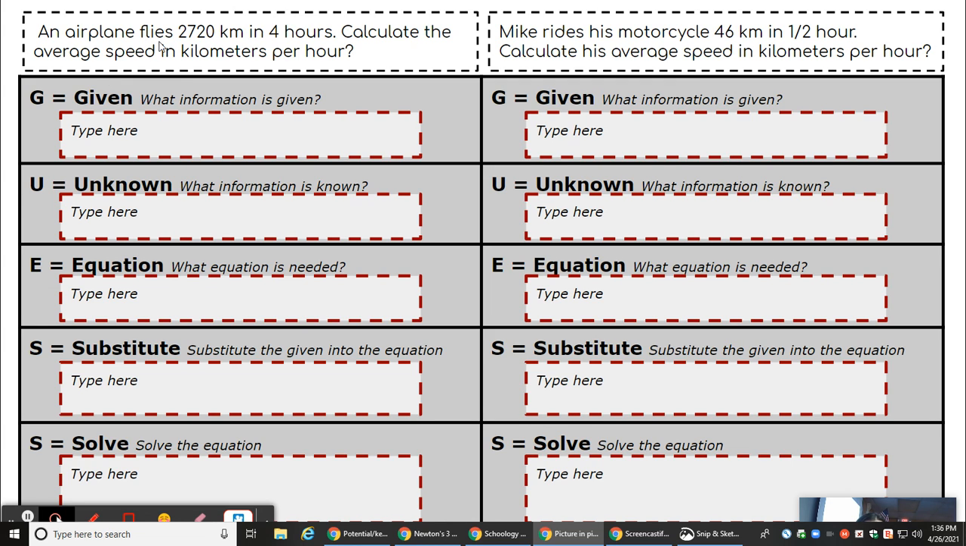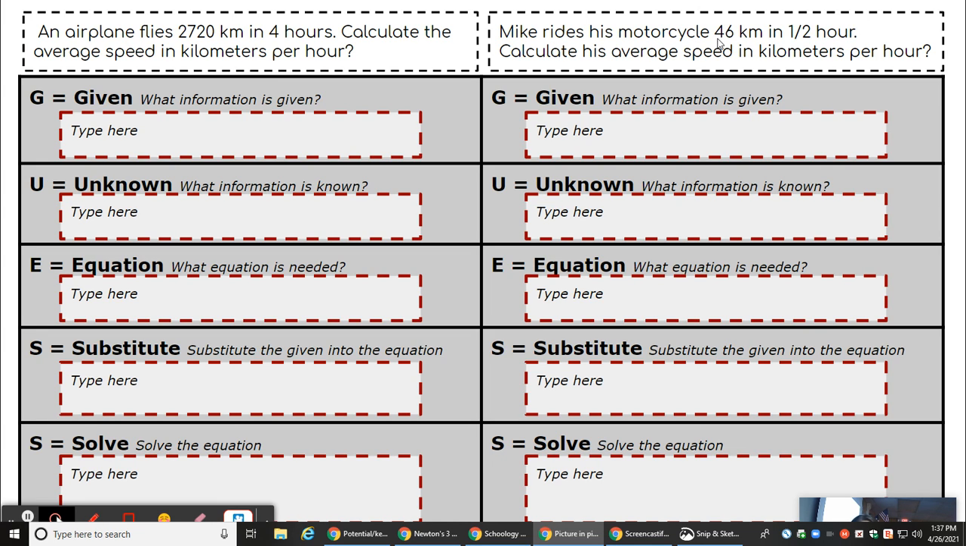An airplane flies 2,720 kilometers in 4 hours. Calculate the average speed in kilometers per hour. So again, distance divided by time would give you your average speed.